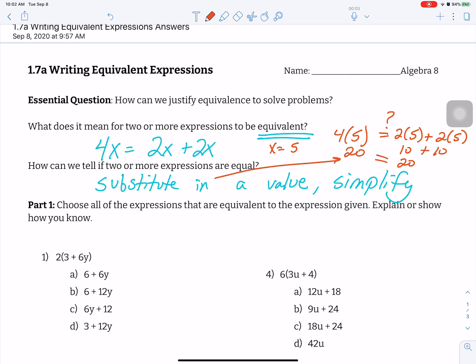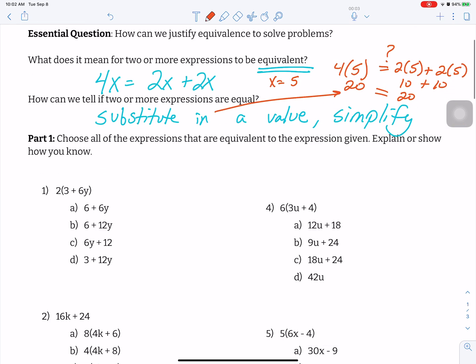The next part is just a matching. I want to see our multiple choice, but I can pick more than one answer, so be careful. Some of them are a little bit tricky. And it says explain or show how you know.